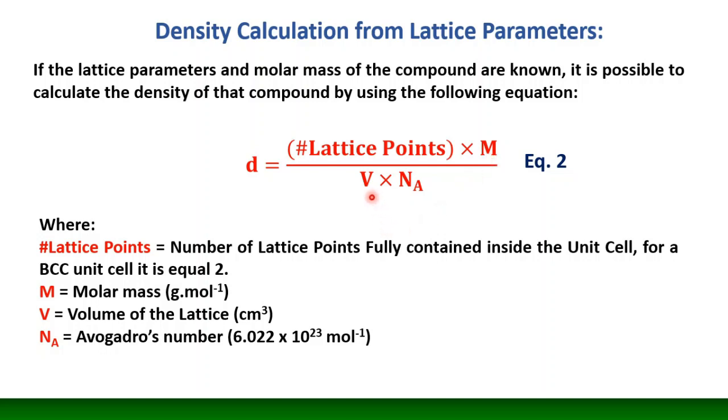Then, extra attention should be paid when calculating the volume, when plugging in the volume here, okay? It will for sure require from the students some sort of unit conversion, okay? The reason is that the lattice parameters are generally given in angstroms or nanometers, okay? A nanometer is around 10 to the minus 9 meters, an angstrom is 10 to the minus 10 meters, whereas centimeters are 10 to the minus 2, okay?